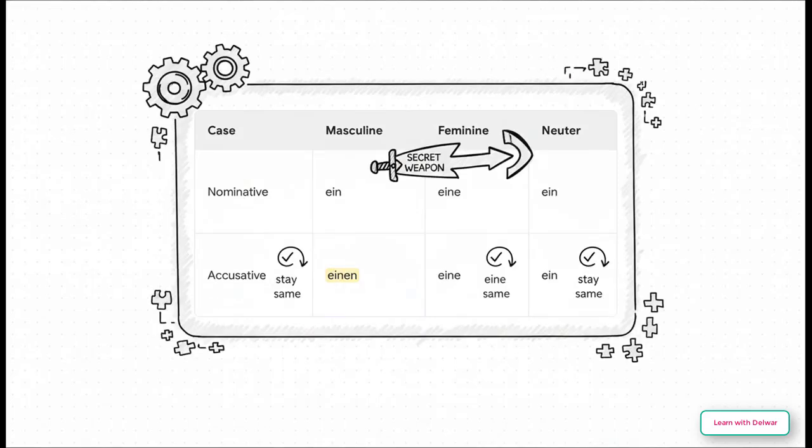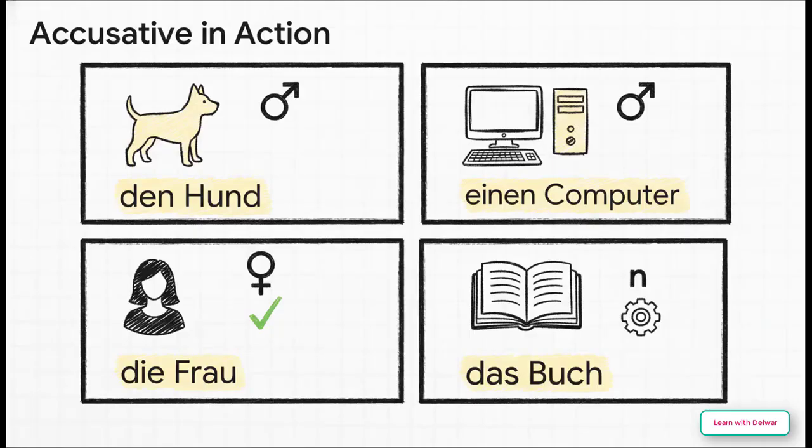And guess what? The pattern is exactly the same for the word for a or an. Feminine eine doesn't change. Neuter ein doesn't change. The only one that changes is the masculine ein, which just gets an n on the end and becomes einen. This consistency is your absolute secret weapon. Let's see this out in the wild.